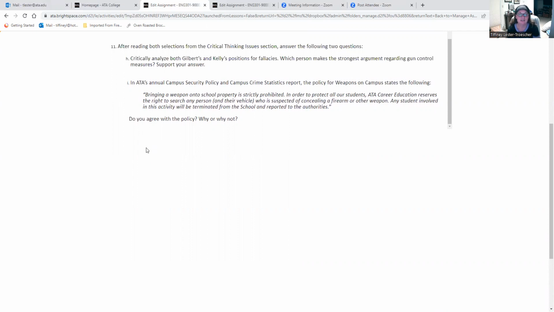Second question, in ATA's annual Campus Security, Police, and Campus Crime Statistics report, the policy for weapons on campus states the following. Bringing a weapon onto school property is strictly prohibited. In order to protect all our students, ATA Career Education reserves the right to search any person and their vehicle who is suspected of concealing a firearm or other weapon. Any student involved in this activity will be terminated from the school and reported to the authorities. Do you agree with the policy? Why or why not?